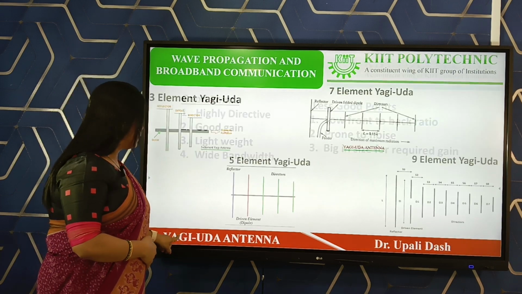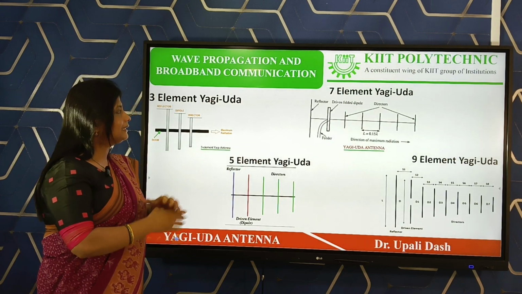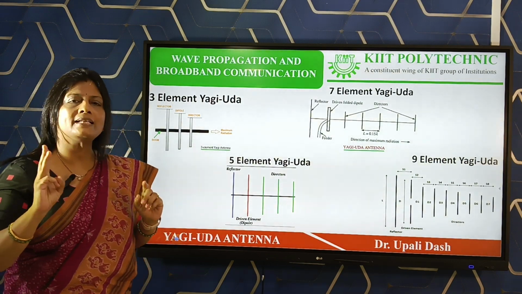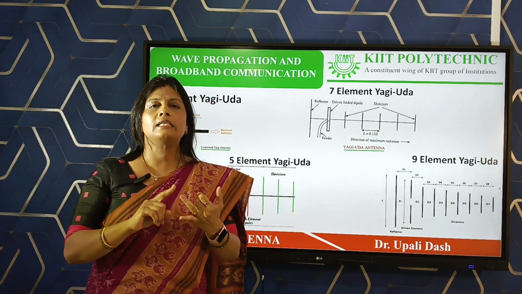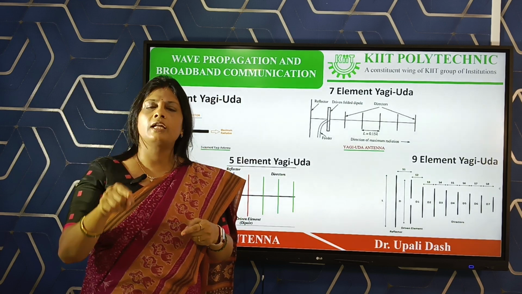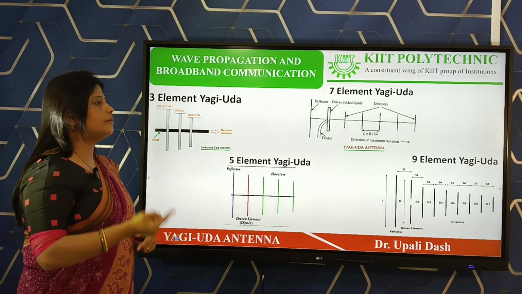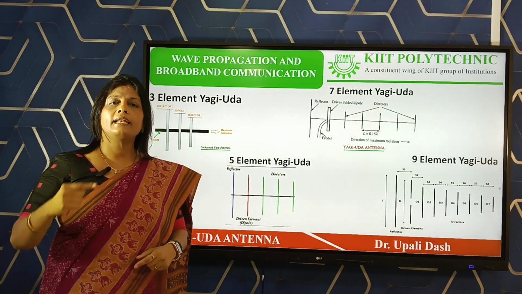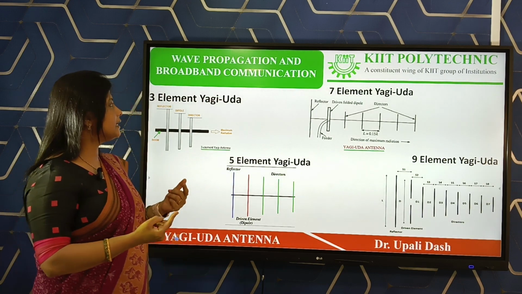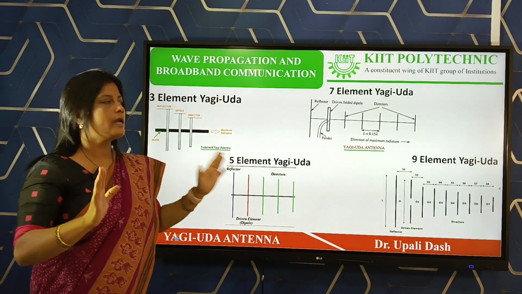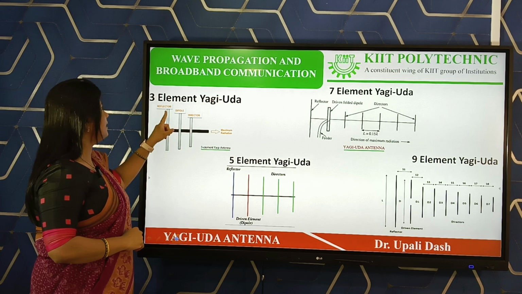If we see the types of Yagi-Uda antenna, the main elements are three. One is the reflector, another is the feeder element or the driven element, and a number of directors. But as I said, the more number of directors will help in getting good directivity. In that context, the total Yagi-Uda antenna has been divided into many categories. This is a three element Yagi-Uda antenna.